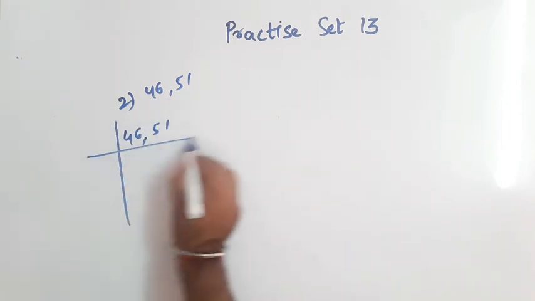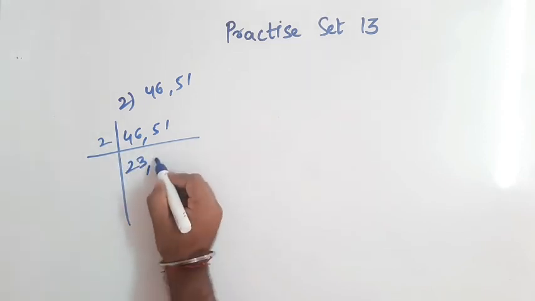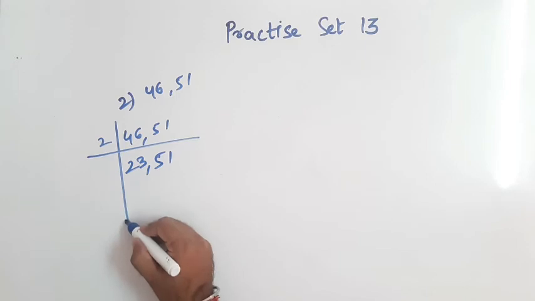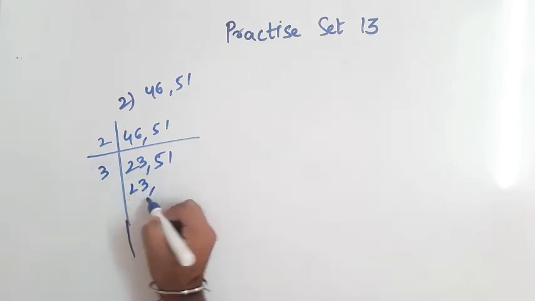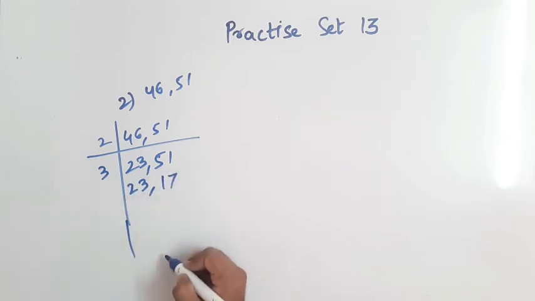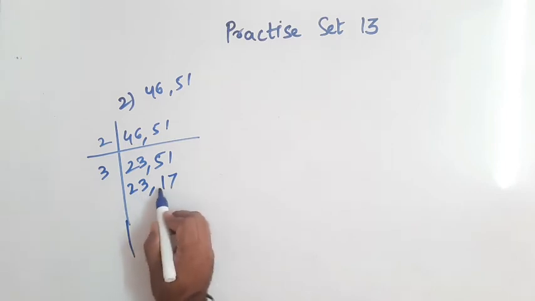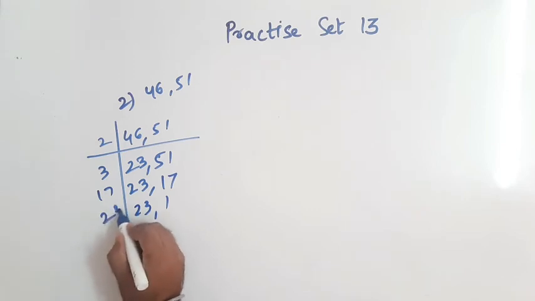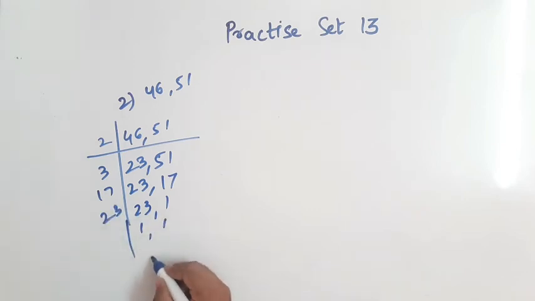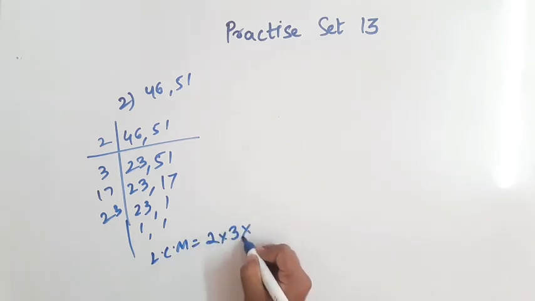Let us find its LCM. I'll take 2. 23 2s are 46, 51 is not divisible by 2, so I cannot take 2. I can take 3 here. 17 3s are 51. Both are prime numbers, so I'll take 17 ones are 17 and 23 ones are 23. So our LCM is 2 into 3 into 17 into 23.